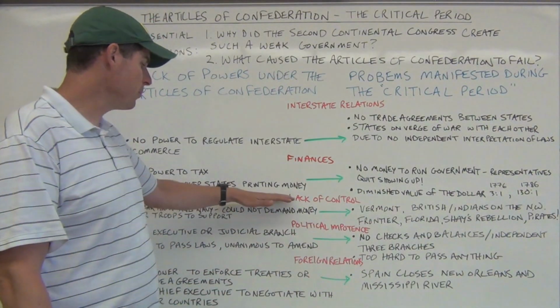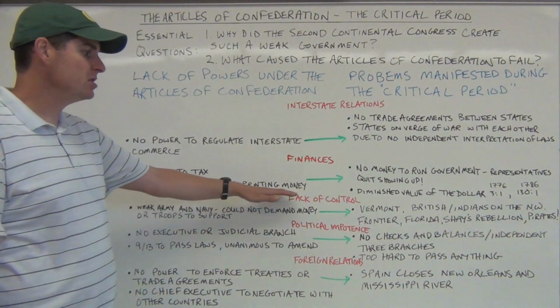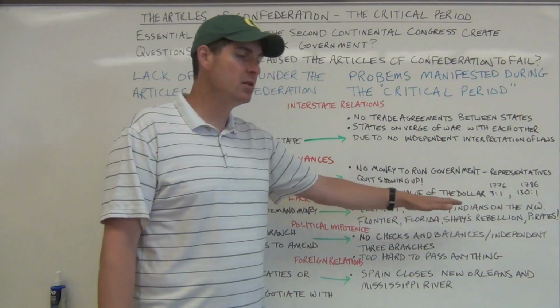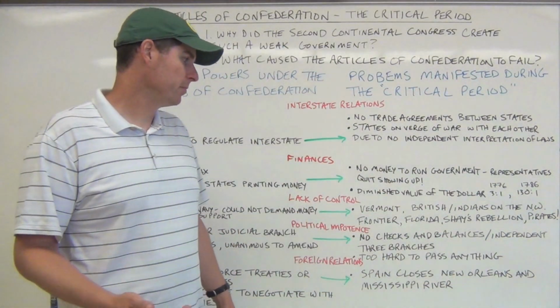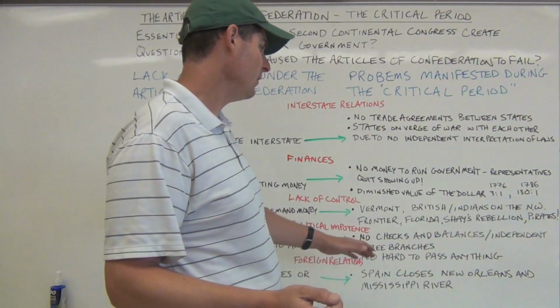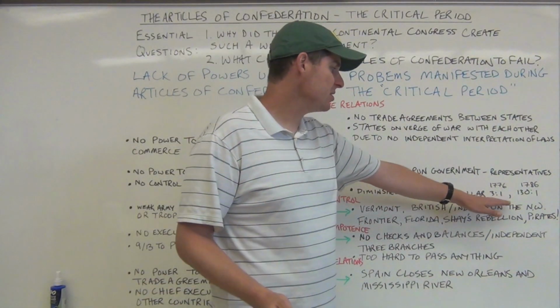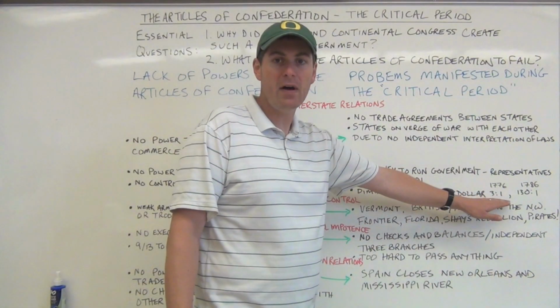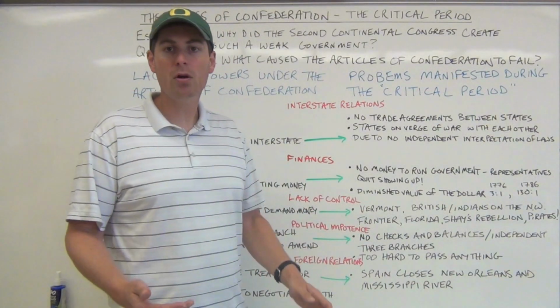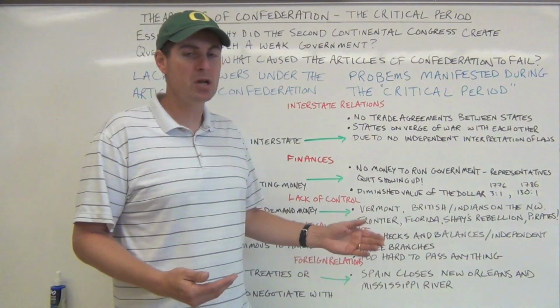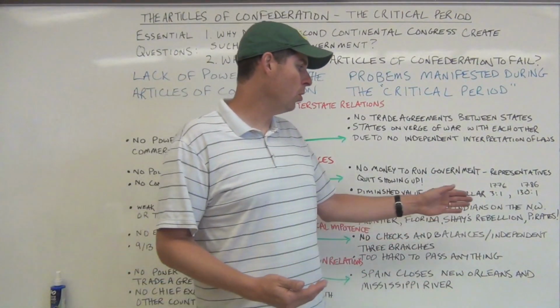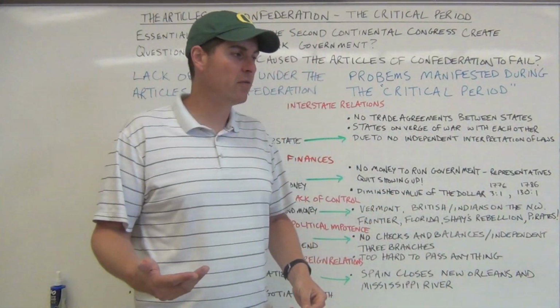No control over states printing money. This is a huge problem also because you have the diminished value of the dollar. In 1776, at the time of the Declaration of Independence, the value of the dollar versus the Spanish doubloon was $3 American to 1 Spanish doubloon. So it had 1/3 of the value.